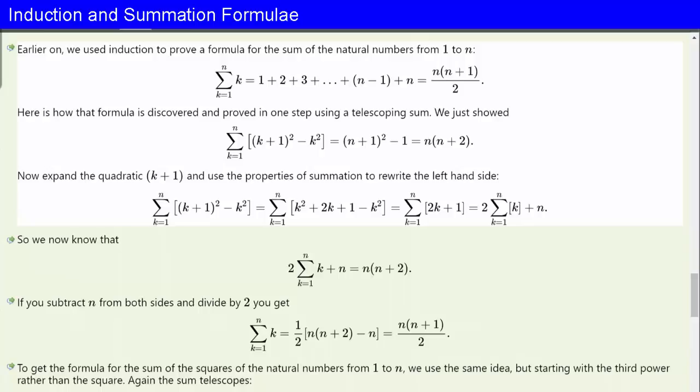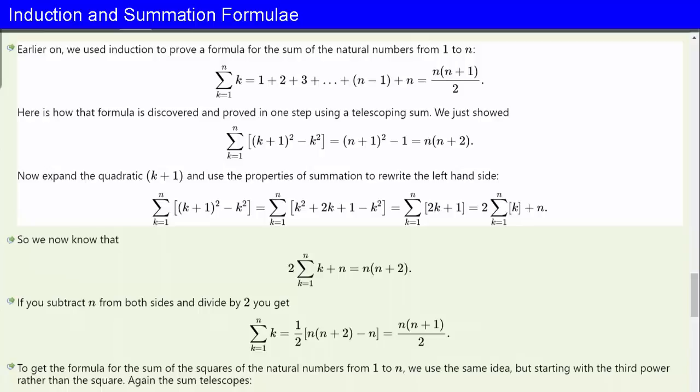And of course, when you expand n plus 1 squared and clean things up, you get n times n plus 2. Now, inside the sum, expand the quadratic k plus 1 and use the properties of summation to rewrite the left side. The sum from k equal 1 to n of k plus 1 quantity squared minus k squared is the same as the sum from k equal 1 to n of k squared plus 2k plus 1 minus k squared. The k squareds cancel, and you're left with the sum from k equal 1 to n of 2k plus 1.